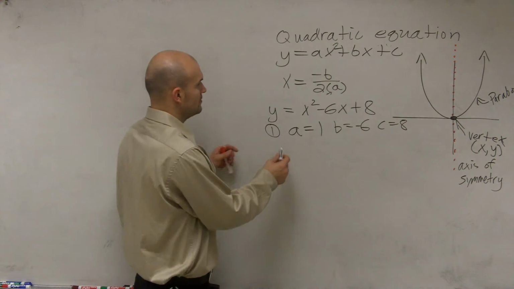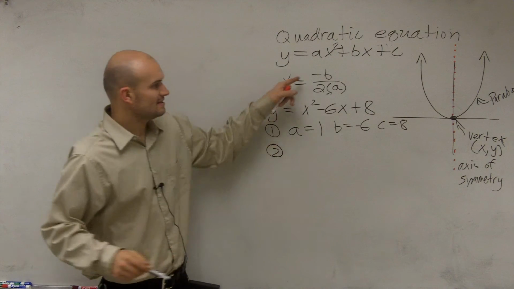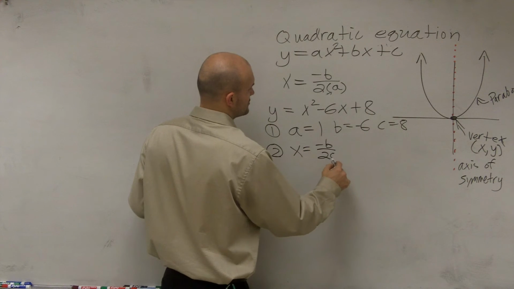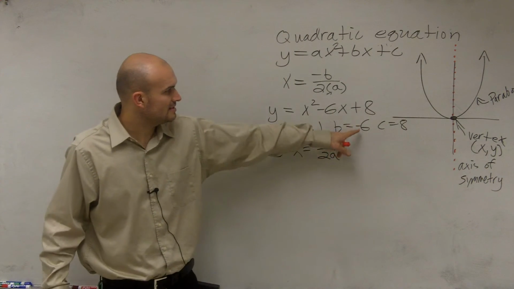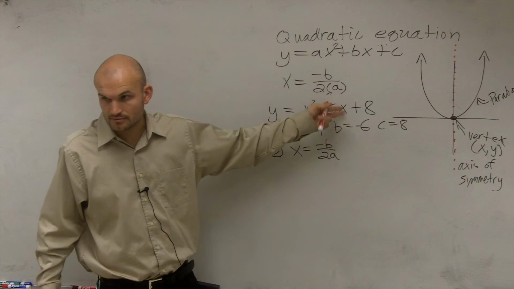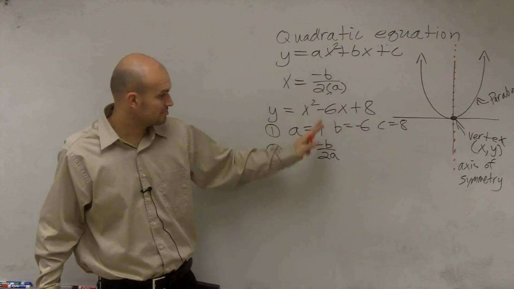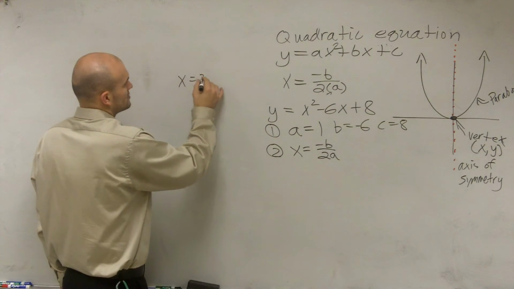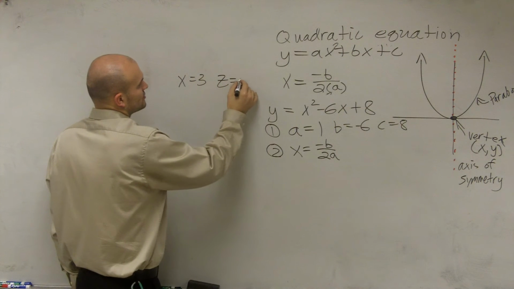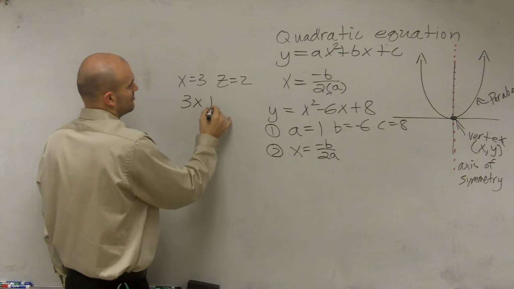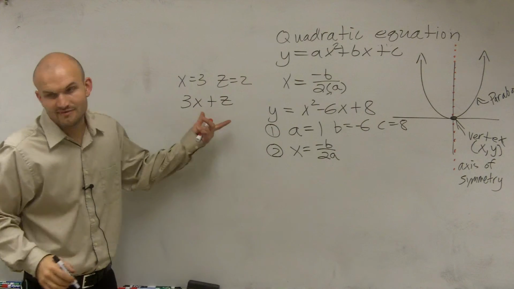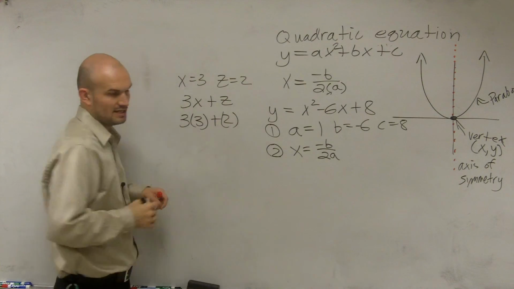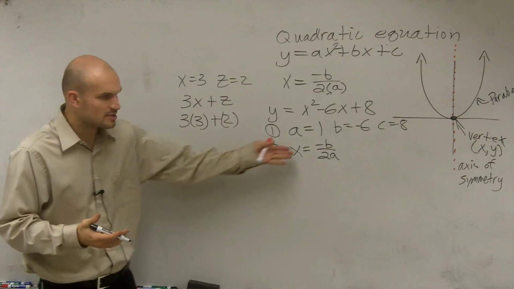Okay. So now, step 2. Find the axis of symmetry. So x equals the opposite of b divided by 2 times a. So all you do is plug in negative 6 for b and 1 for a. Fair enough? You're just plugging them in. Think about it this way. If I said x equals 3, z equals 2, and I give you the expression 3x plus z, how do you find the value of that expression? You plug 3 in for x, and you plug 2 in for z, right? So that's all you're going to do here.